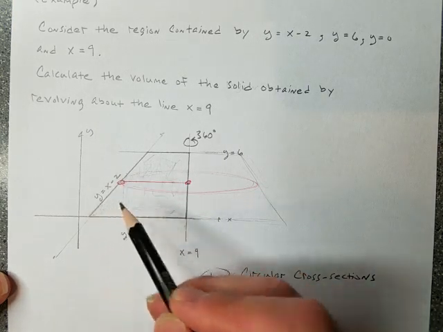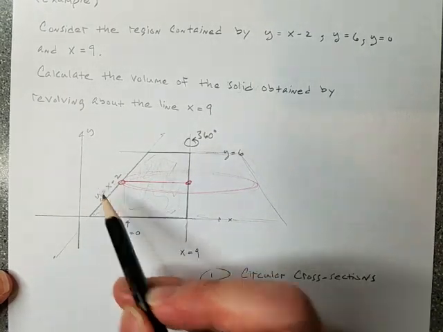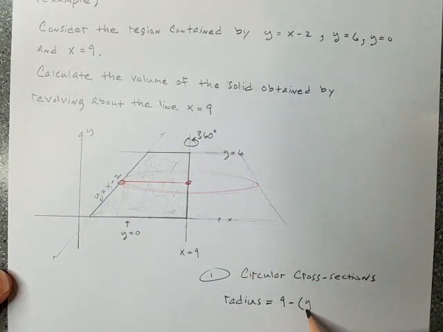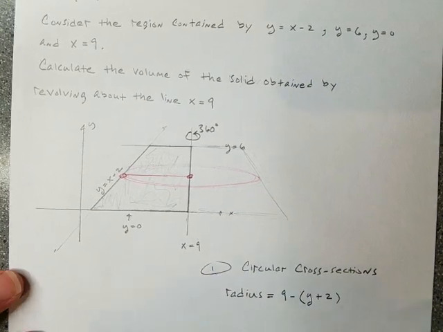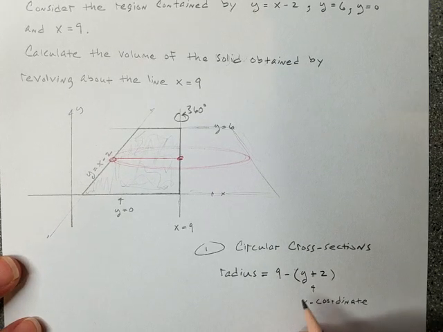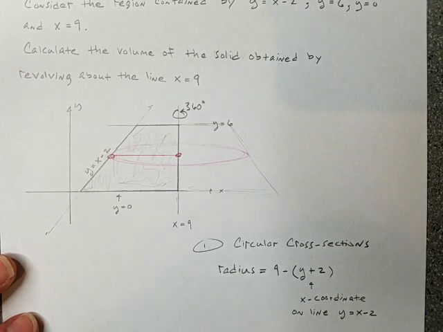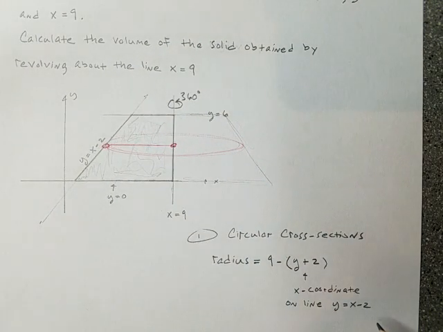I can tell you that on the line y equals x minus 2, the x-coordinate is going to be y plus 2, isn't it? Okay, so that's going to be the x-coordinate on the line y is equal to x minus 2. Solve it for x.